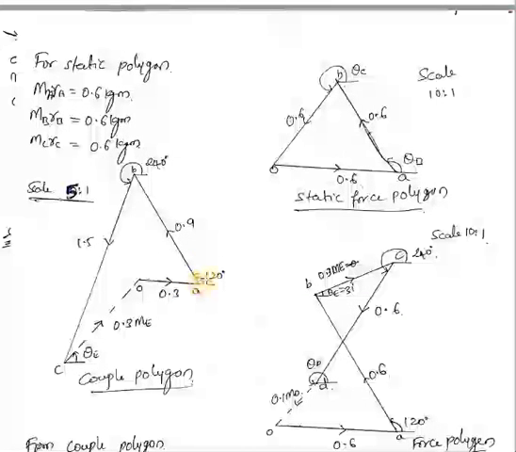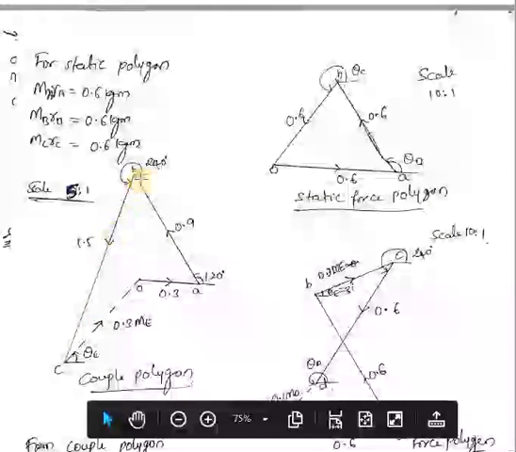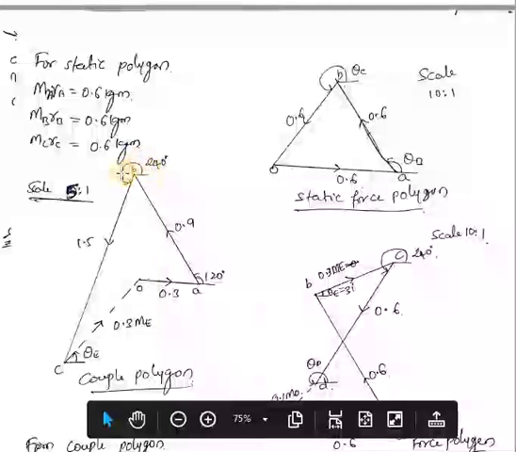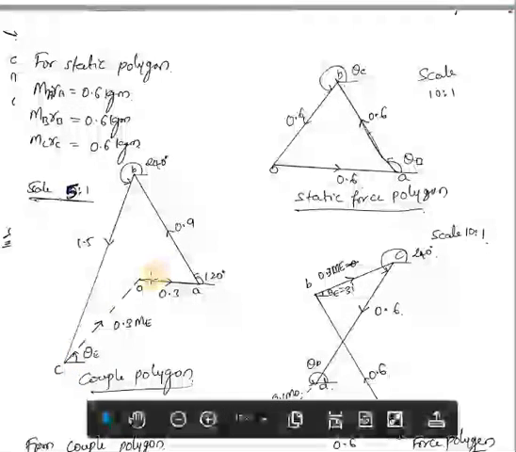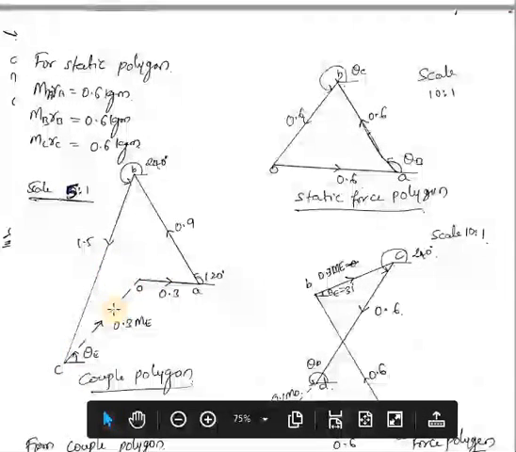Okay. Then theta B, which you have got from the static force polygon. The length of the line should be 0.9 and the angle should be 120 degrees. So that line is going to be A to B. Then from B, draw a line of length 1.5 in magnitude and angle as 240 degrees. This angle also you got from the force polygon. Then join this C to O to complete the polygon.